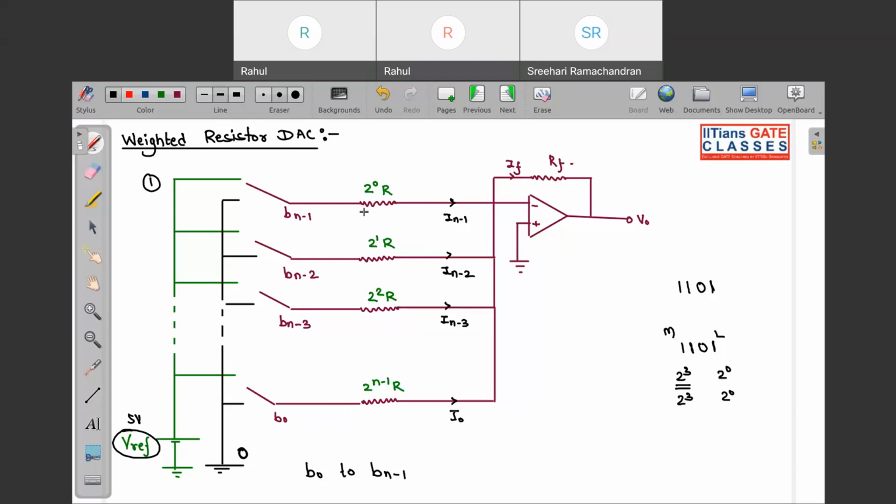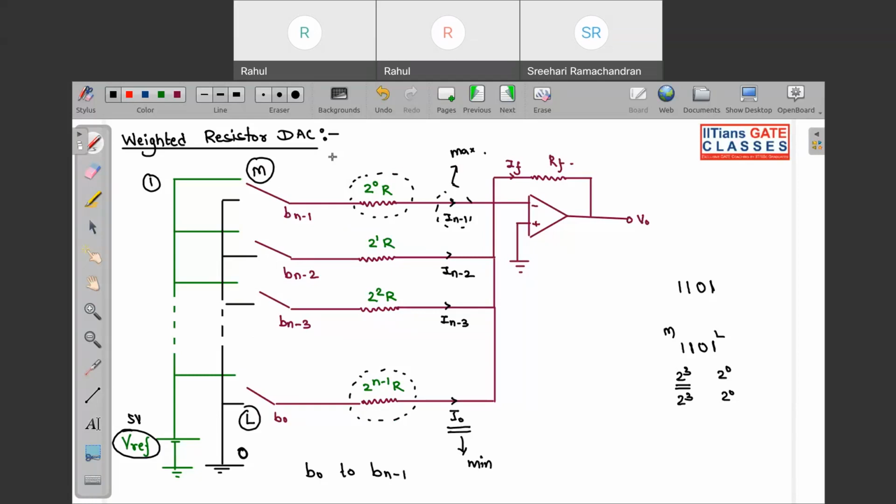Now, when do we have maximum current? In a branch we have maximum current when the resistance is the least. Here the resistance is 2 to the power n minus 1 times R, and here it is 2 to the power 0 times R. So here the resistance is the least, and here it is the max. So I0 will be minimum, and In minus 1 will be maximum. So this Bn minus 1 is your MSB, and this is your LSB. Did we understand this? Clear?